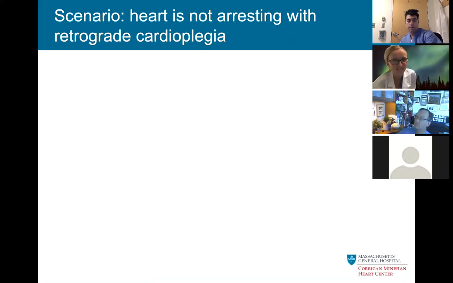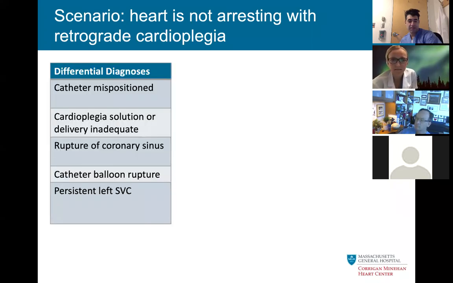John Trahanas, this is you. The heart is not arresting with retrograde cardioplegia. So probably the most common is that your retrograde catheter is not in place. You need to check the coronary sinus pressures, either manually confirm it, you can confirm it via echo, or worse, you can open the right atrium and just make sure that it's in the right place. Those would be the things that I'd be thinking of.